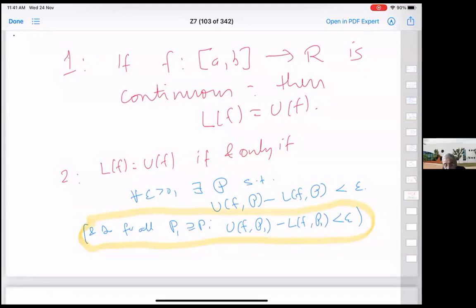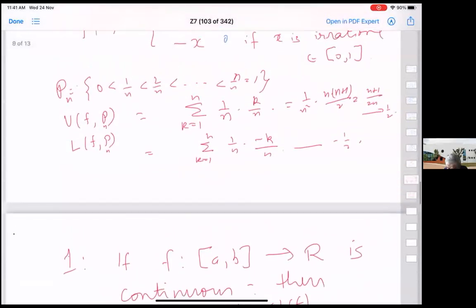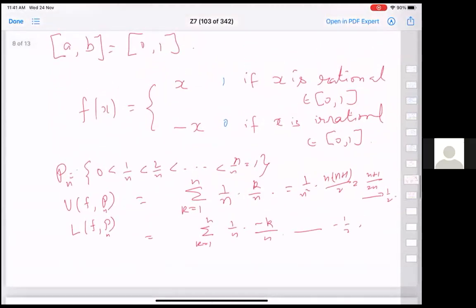No, wait. What is your statement? I didn't understand. In this case, it is failing because even if we choose the partition to be very small, the infimum and supremum are not coming close to each other, arbitrarily small. You mean the example of this one? Yes, sir. That's right. Okay, sir.